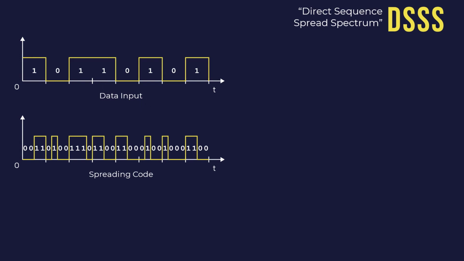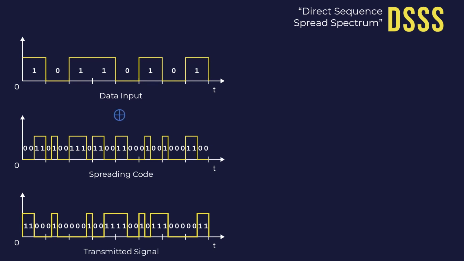Since the spreading code changes more frequently than the data input, the spreading code has a higher bandwidth. Thus, the spreading code will spread the data input to occupy a wider bandwidth. The transmitted signal is the exclusive OR, bit by bit, between the data input and the spreading code. Recall that this logic operation is true when only one of the propositions is true. You may pause the video to examine how the transmitted signal was formed.